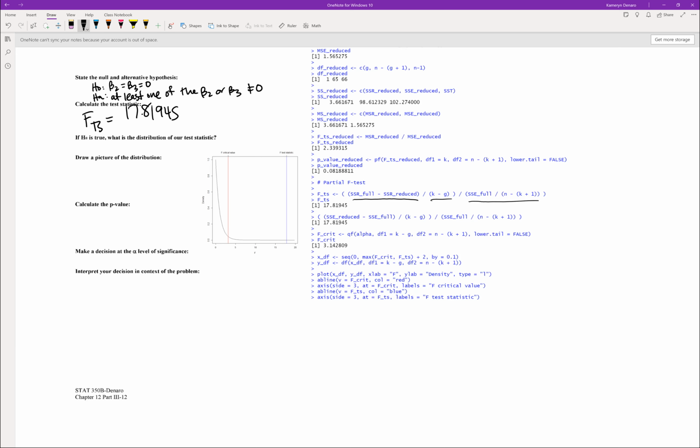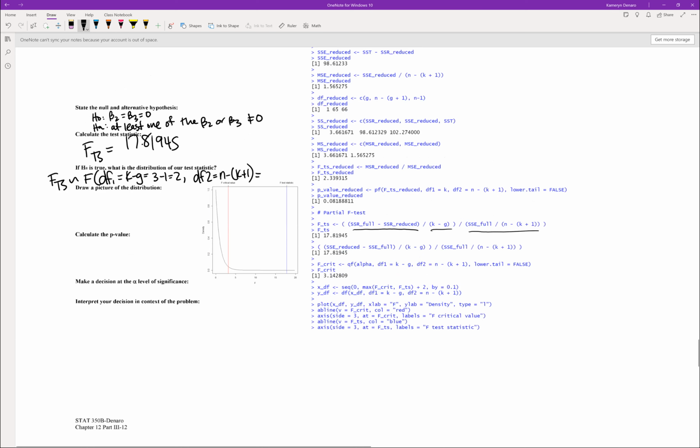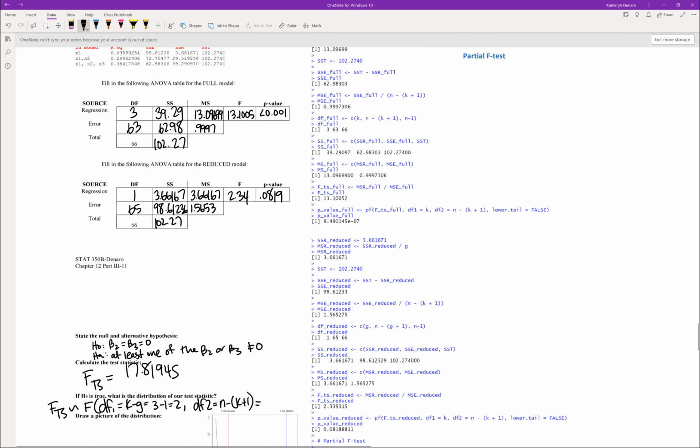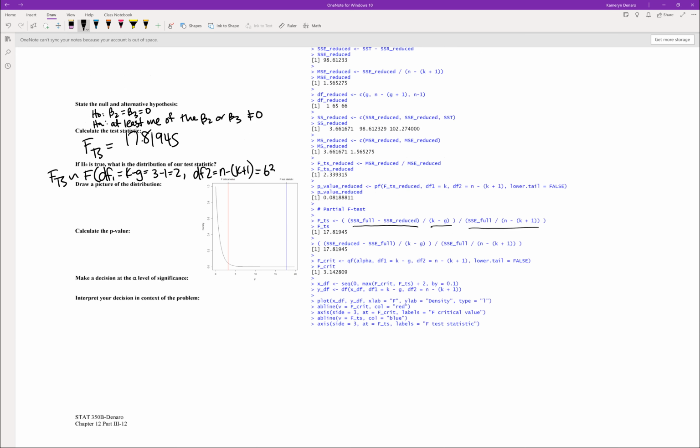All right, in general, if our null hypothesis is true, then we know that the test statistic follows an F distribution where the degrees of freedom 1 are equal to K minus G. In our case, that's 3 minus 1, which equals 2, and our degrees of freedom 2 is equal to N minus K plus 1, and in our case, what does that equal? We'll look at our ANOVA table. That's 63. Okay, looking good so far.